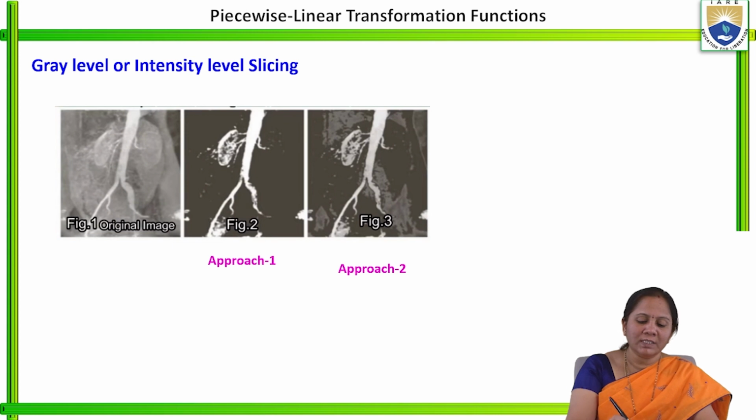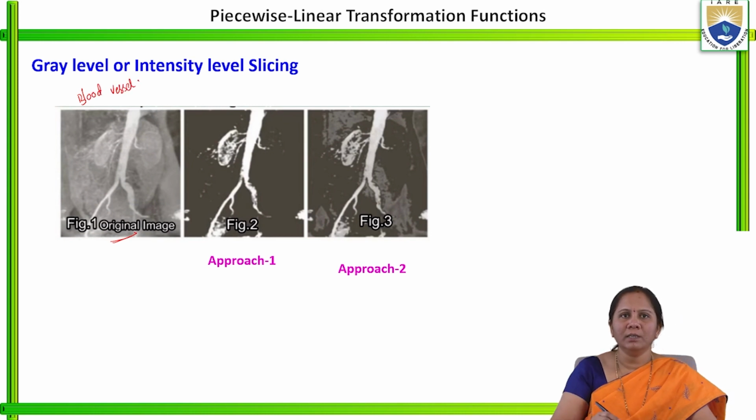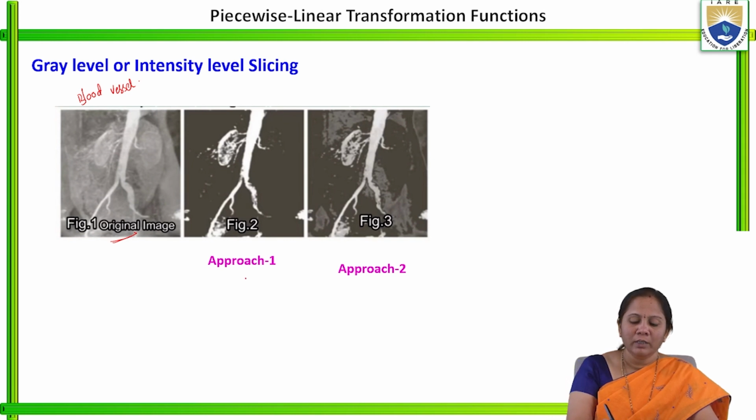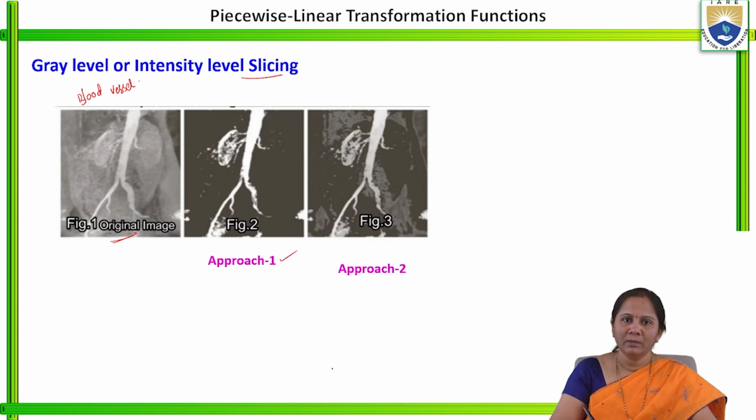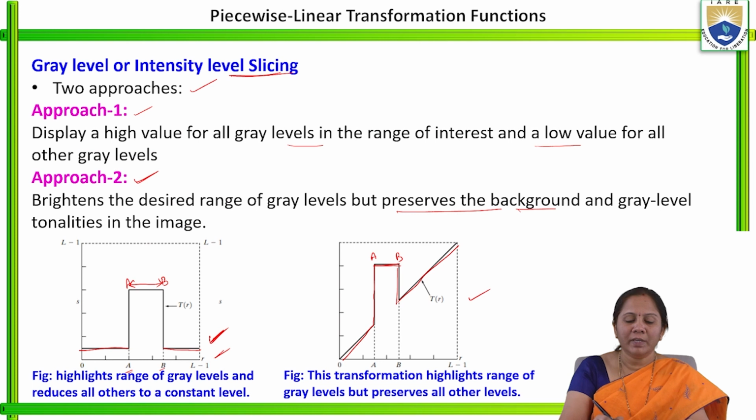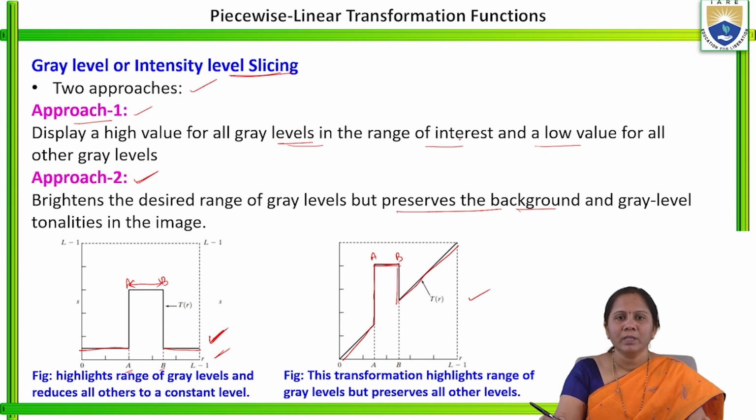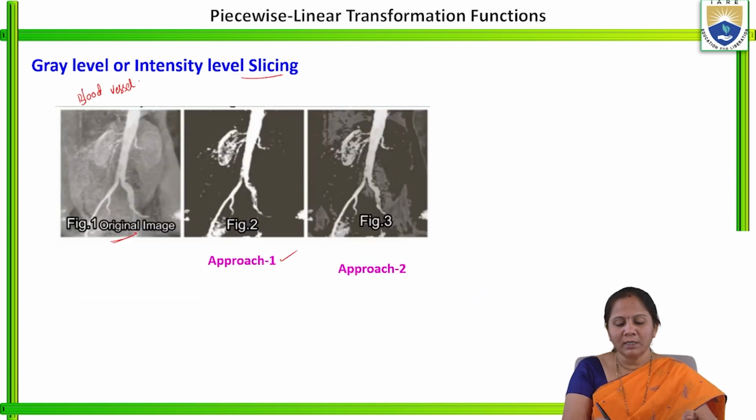this figure. So this is the original image. This is the image of a blood vessel. If we are doing intensity level slicing by following approach 1, what is approach 1? We can see here, in approach 1, it will allocate a high value for all the gray levels which are of interest, whereas it will allocate a low value for the other gray levels. So if you see here, this is the image for approach 1.